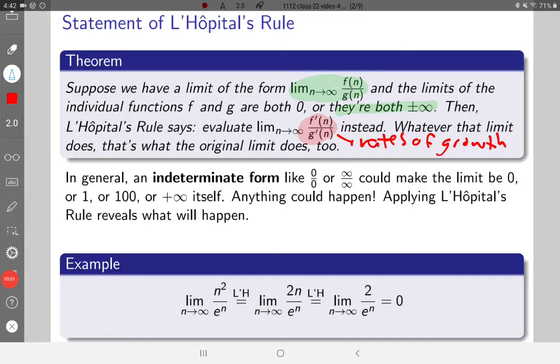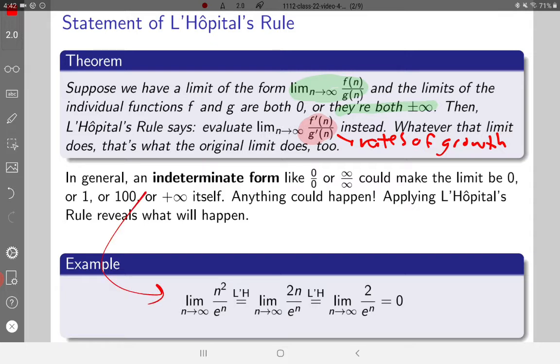Remember that a derivative is a rate of change, a growth rate, how rapidly a function is changing. So if I have a situation where the top and the bottom, f and g, are both growing to infinity, and I want to figure out which one's growing faster, doesn't it make sense to look at their derivatives? Which one has a larger derivative? Which one is growing to infinity at a faster rate? That's exactly what this other limit does. And L'Hopital's rule says if you look at that, it will tell you what the original limit was doing.